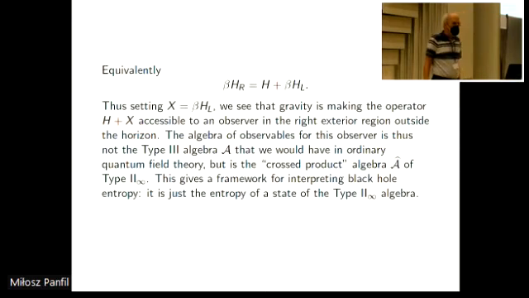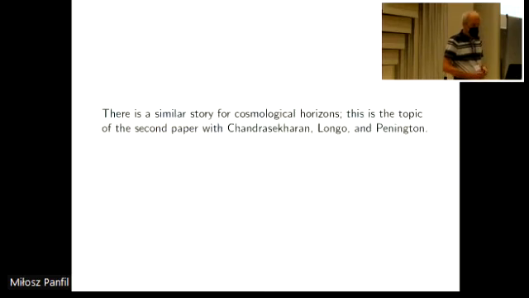So following Kahn and Takesaki, the algebra of observables for an observer on the right exterior region is not the type 3 algebra that we'd expect in ordinary quantum field theory, but is the cross product algebra A hat of type 2 infinity. And that gives a framework for understanding black hole entropy. The generalized entropy is just the entropy of the state of the type 2 infinity algebra. There's a similar story for cosmological horizons. That's the topic of the second paper that I mentioned at the beginning. Thank you.